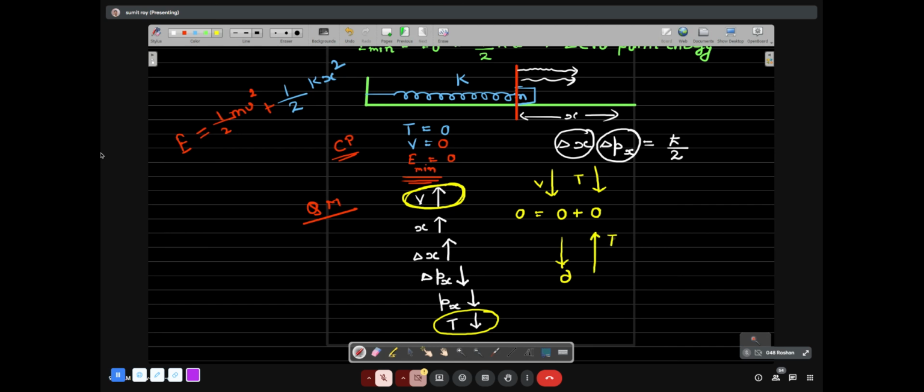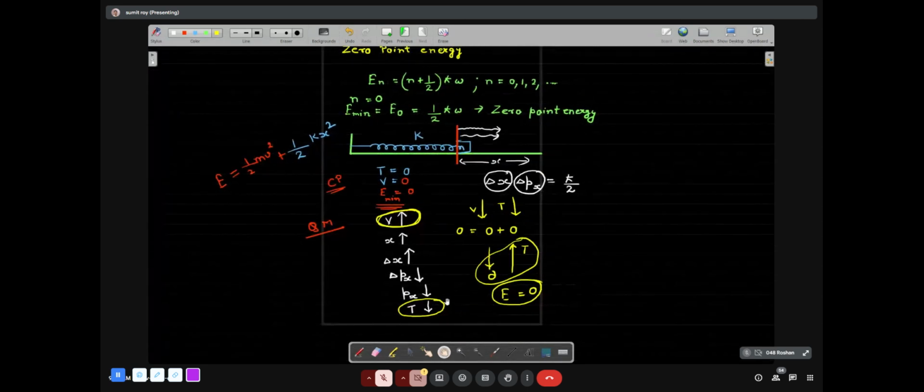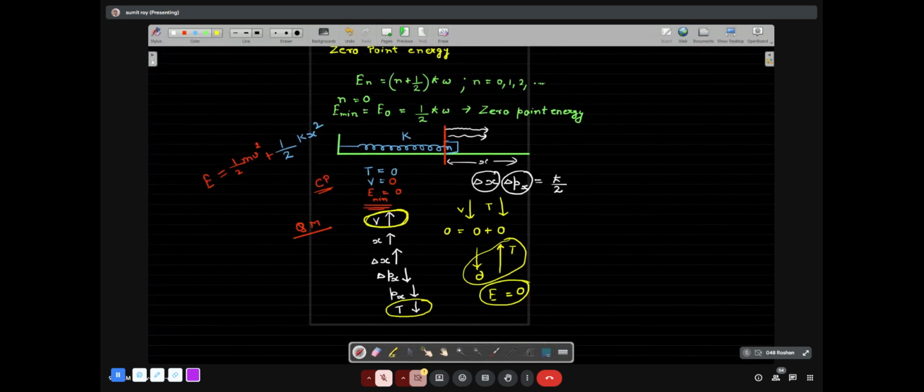Both simultaneously can never be zero. If they can never be simultaneously zero, then the total energy can never be zero. And if the total energy is never zero, then the minimum energy the oscillator can possess is half h cut omega.